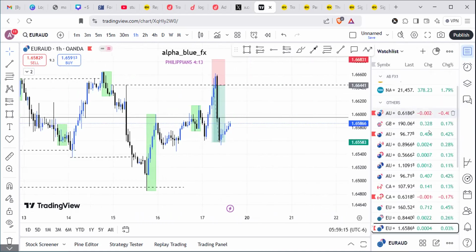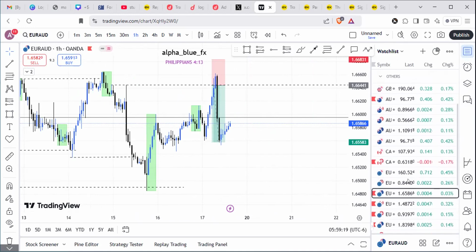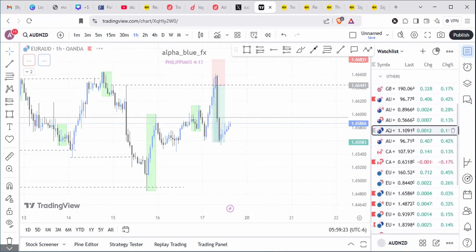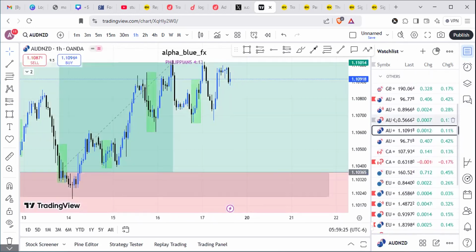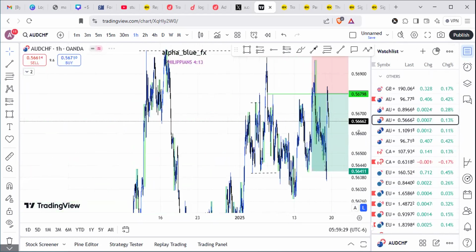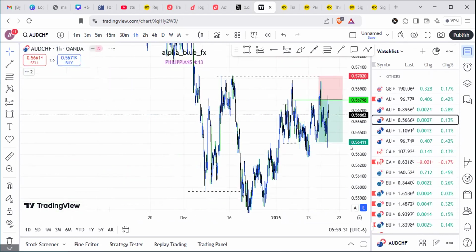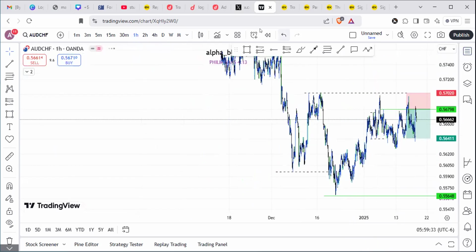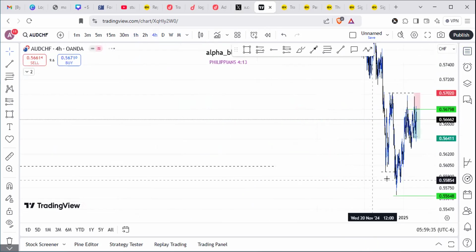So aside from Euro AUD, I took another trade which was in profit. That was AUD CHF. Now this is AUD CHF. Let's break it down. So on the 4 hour, what did I see?